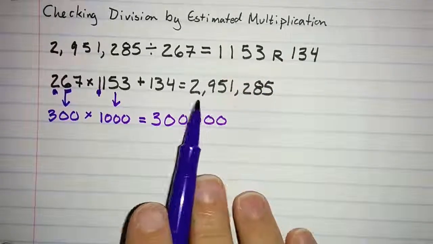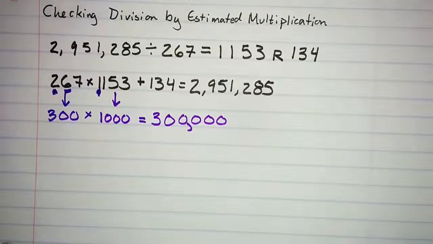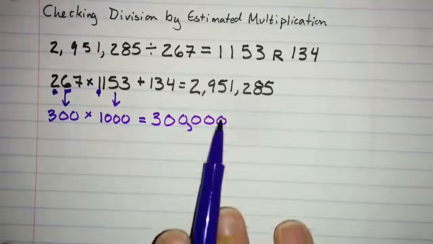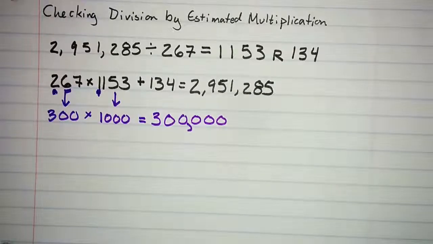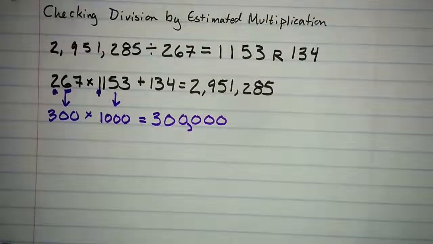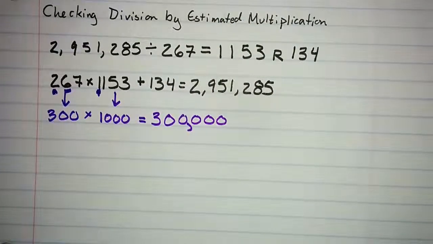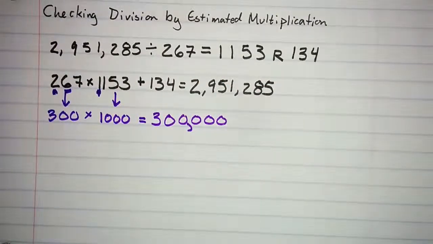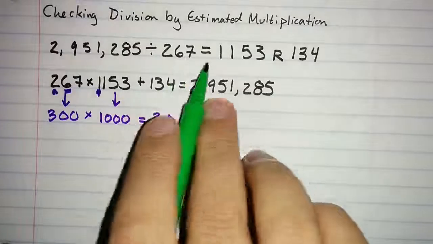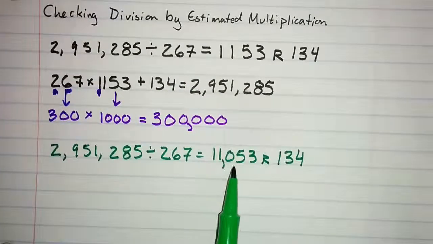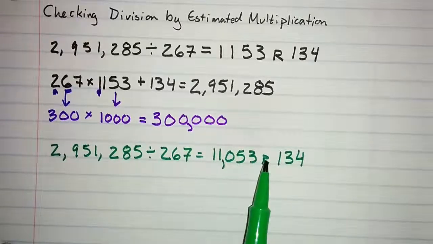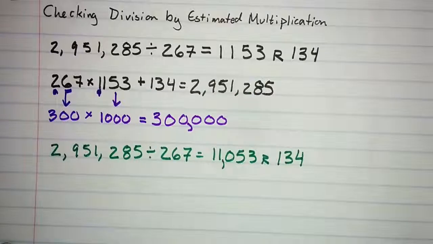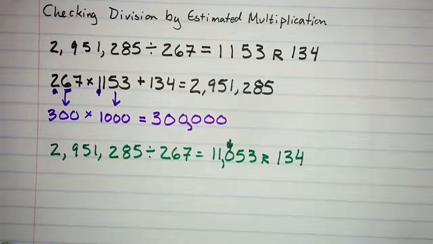300,000 is very, very far from 2,951,285. Right, it has the wrong number of digits. It's very, very different. That will tell us that we probably made a mistake in this long division process. And in fact, if we go back and rework this long division, which I'm not going to do for you at this time, we'll find that in fact our quotient should be 11,053 instead of 1,153. It looks like in originally working this problem we may have dropped a 0.